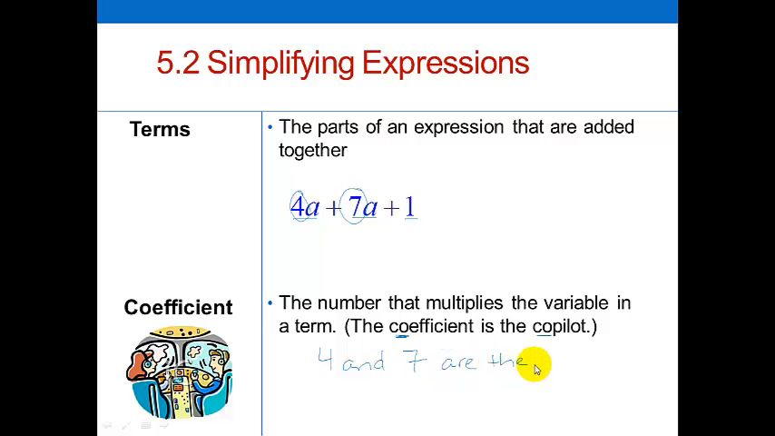And they're happy now because they're like, I am hanging out with this variable, I should have a special name. And so we're like, all right, you can be the coefficient. So they're the coefficient.